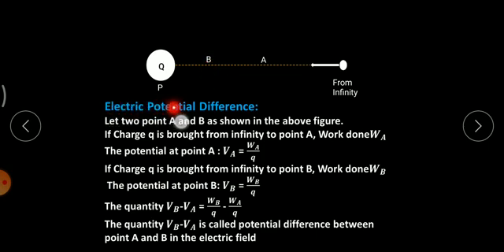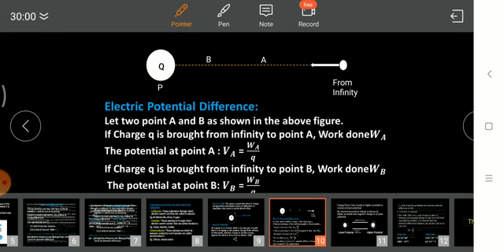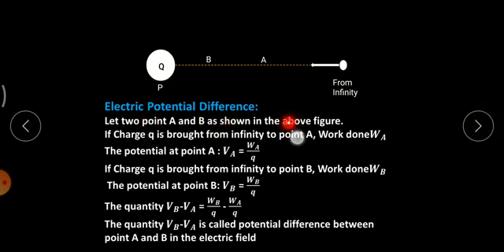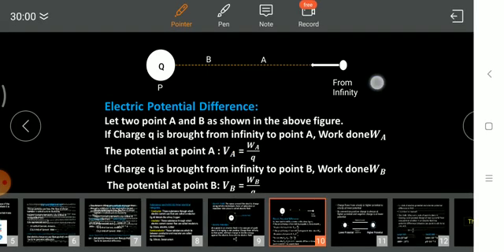Now the next thing, that is electric potential difference. The potential difference between two points: over here there was one potential at point A, and one potential at point B was also there. So the potential difference between these two points, between A and B, is an electric potential difference. Again, let two points A and B be as shown in the above figure. If charge Q is brought from infinity to point A, the work done would be W suffix A. The potential at point A would be written as VA, the work done in bringing a unit positive charge from infinity to point A, that's why W suffix A.